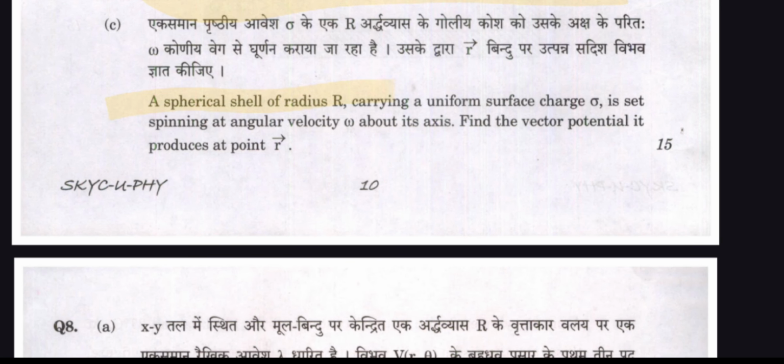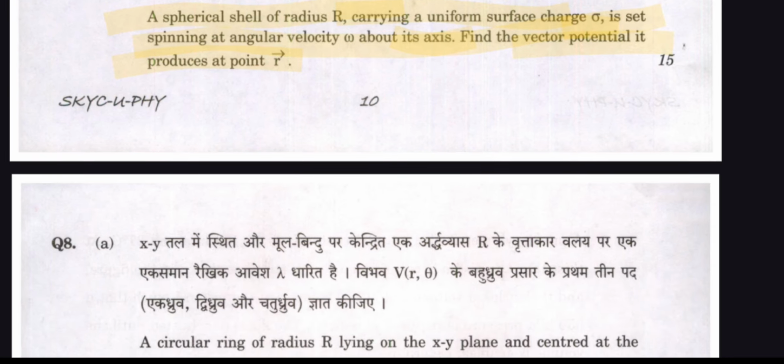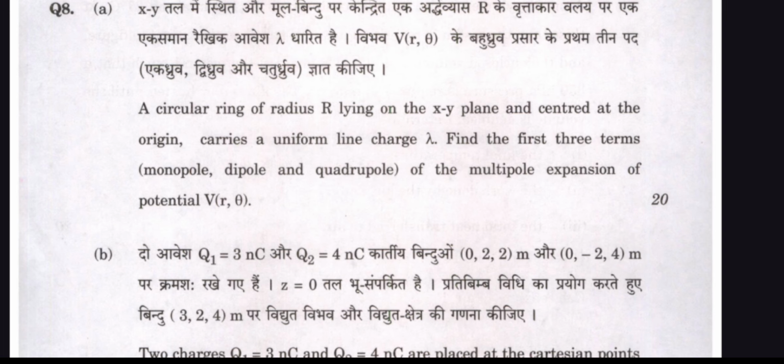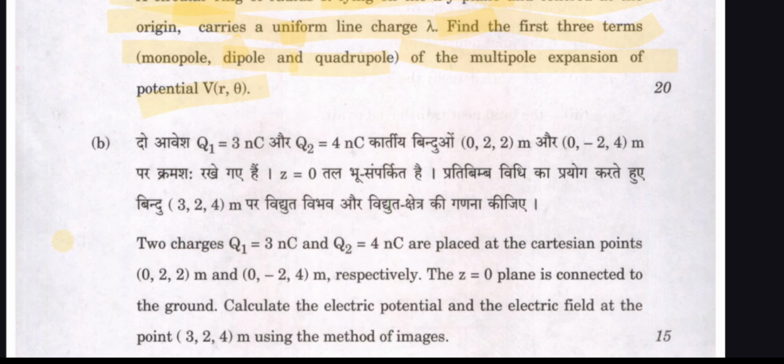A spherical shell of radius r carrying a uniform surface charge sigma is set spinning at angular velocity omega about its axis. Find the vector potential it produces at point r. And question number 8a, a circular ring of radius r lying on the xy plane and centered at the origin carries a uniform line charge lambda. Find the first three terms, monopole, dipole and quadrupole, of the multipole expansion of the potential V(r, theta).